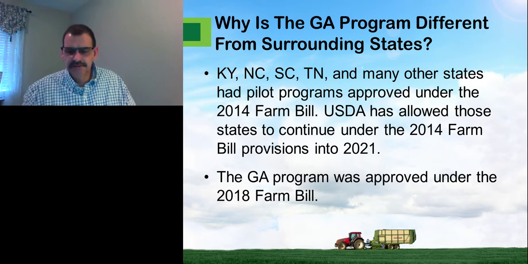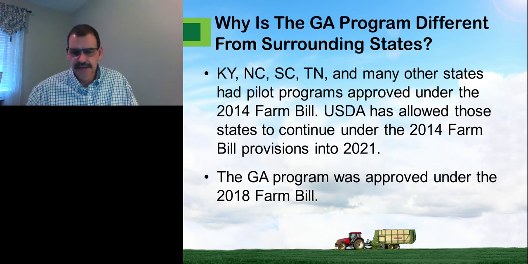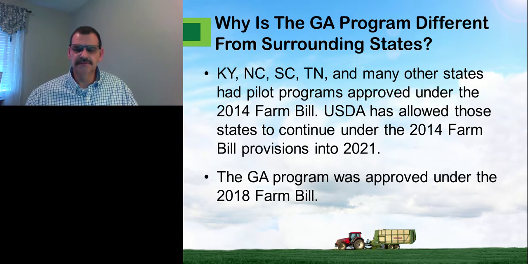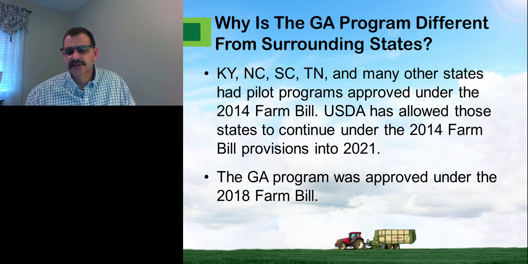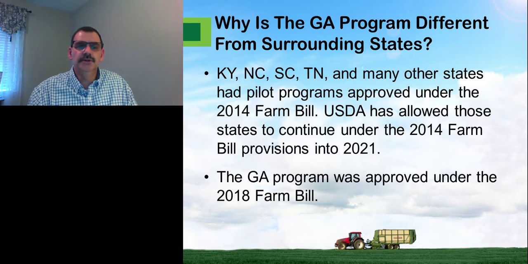For states under the 2014 Farm Bill, USDA actually has to approve our state hemp production plans, and USDA requires those plans to include specific language and requirements in our regulations. Those states operating under the 2014 Farm Bill requirements are allowed to continue by USDA under those provisions into 2021. And this provides those states with the time and opportunity to change their laws if necessary. Now, it's my understanding that all states will be under the same requirements in 2022.